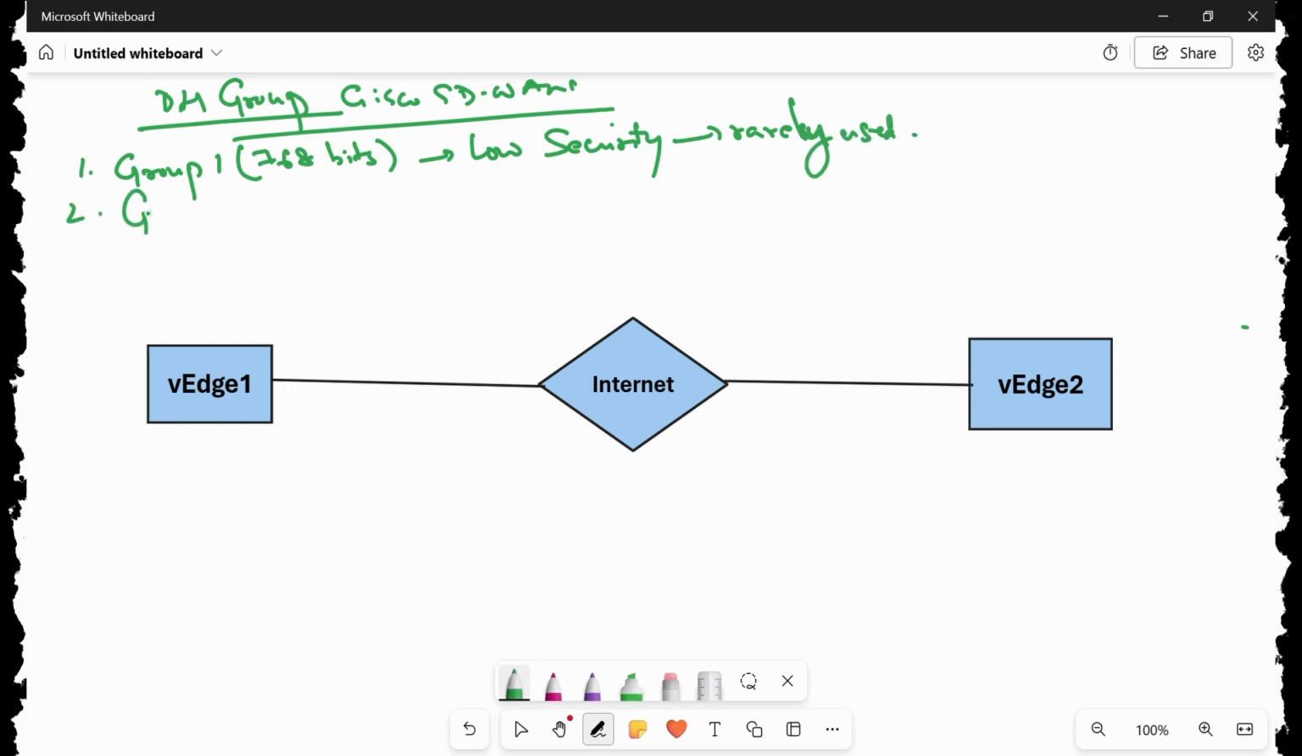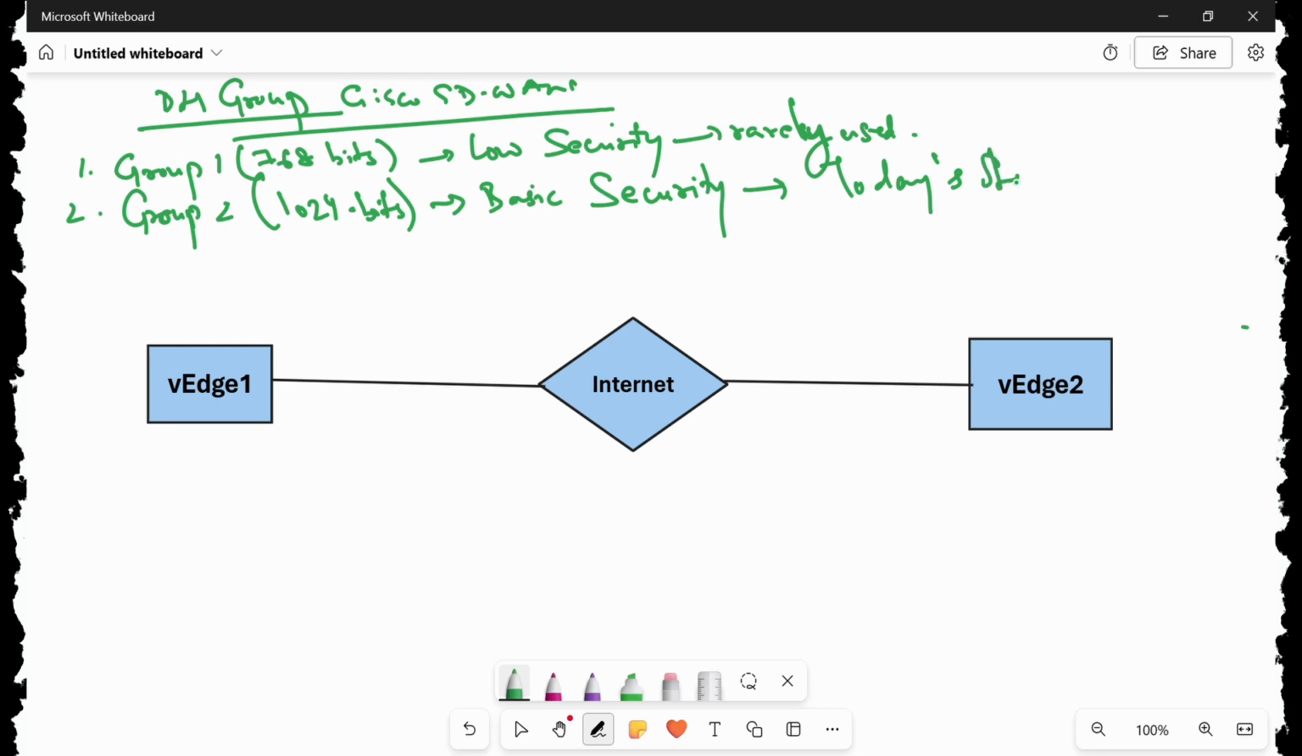The second one is group 2, which has 1024 bits. This one includes a basic security, but it is not up to today's standard.